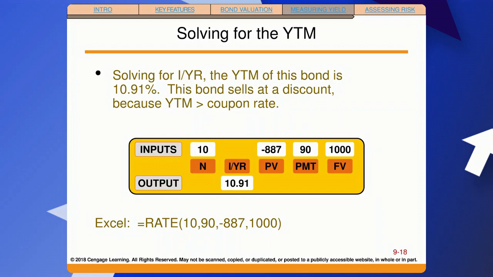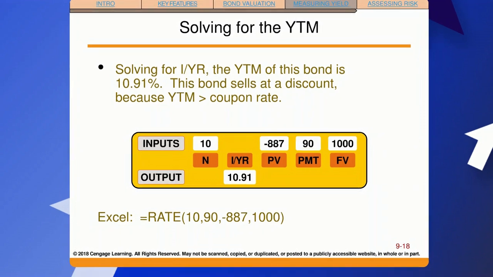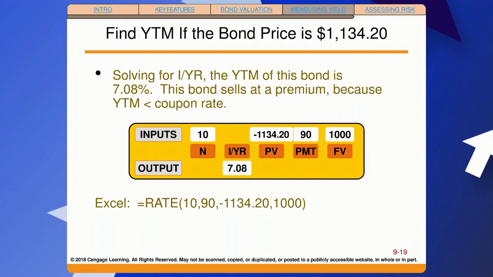Again na, try nyo sa bahay nyo. Try nyo sa Excel. Very good. The answer here is 10.91. Meaning, pag sinabing 10.91, that's the interest. Okay? That's the interest wherein to be able for you to get the 887 present value.